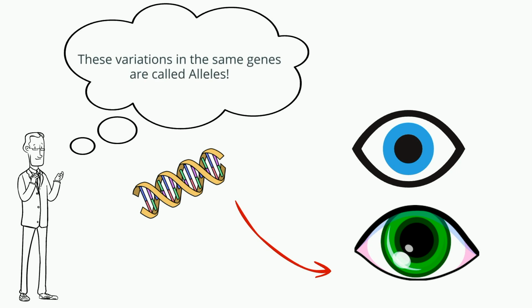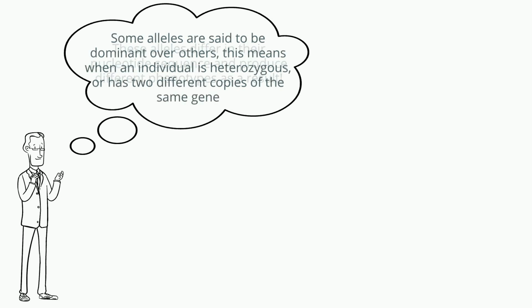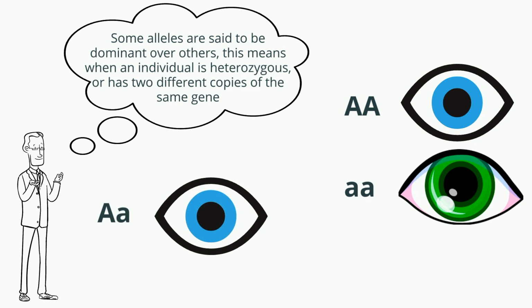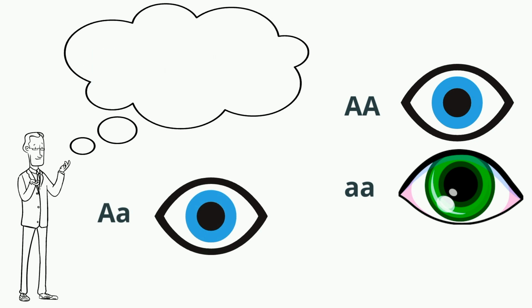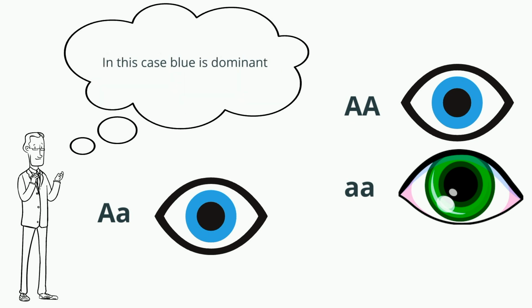These variations are called alleles. These alleles differ in their nucleotide sequence and produce different phenotypes as a result. Some alleles are said to be dominant over others. This means when an individual is heterozygous, or has two different copies of the same gene, the individual will take on the phenotype of the dominant allele. In this case, blue is dominant.